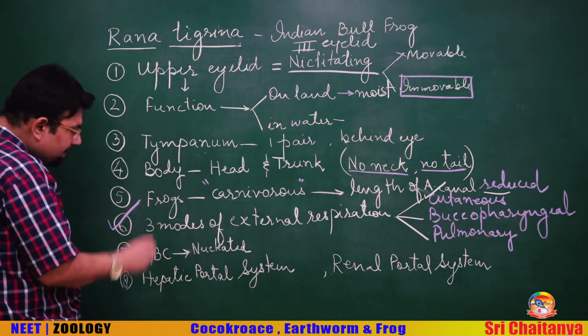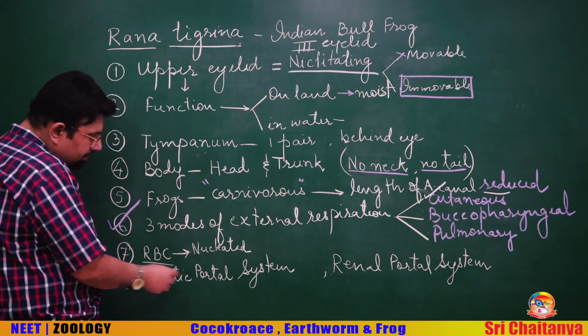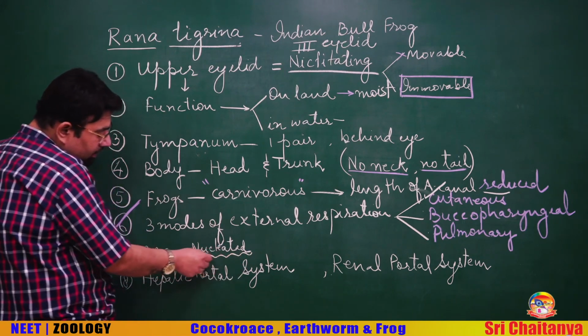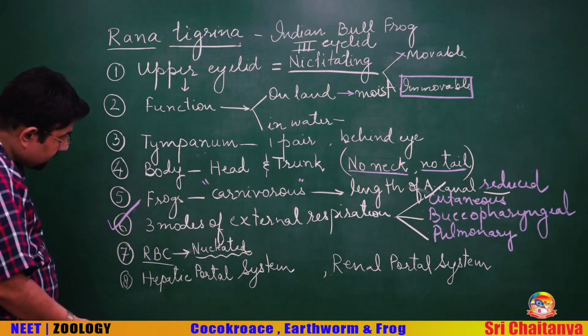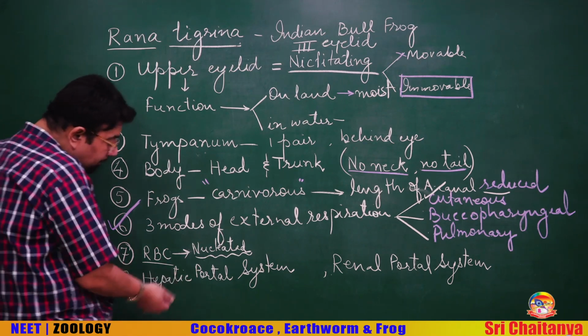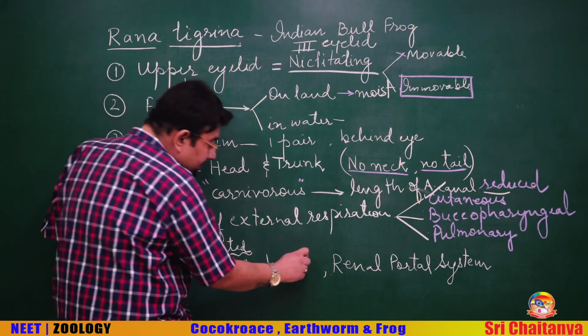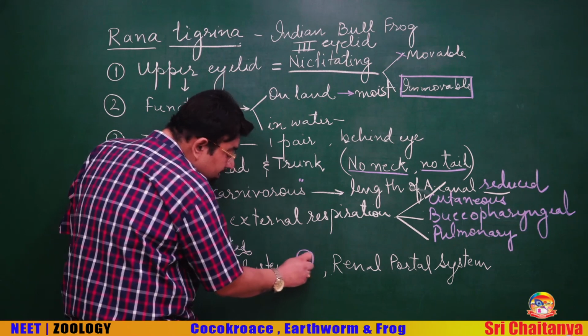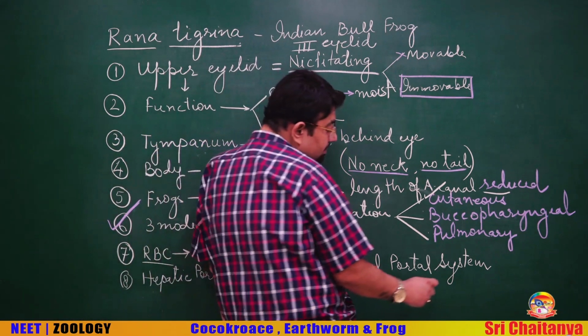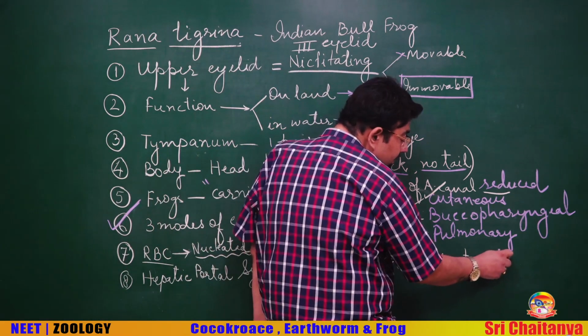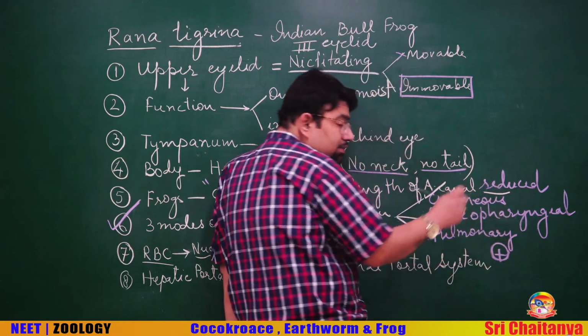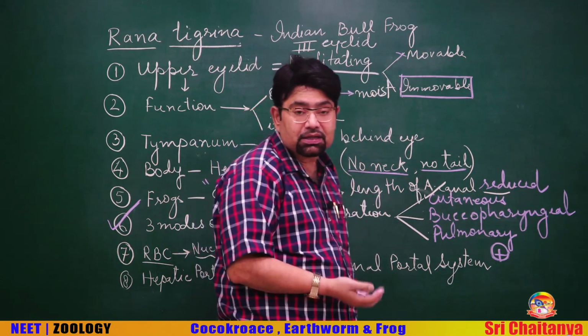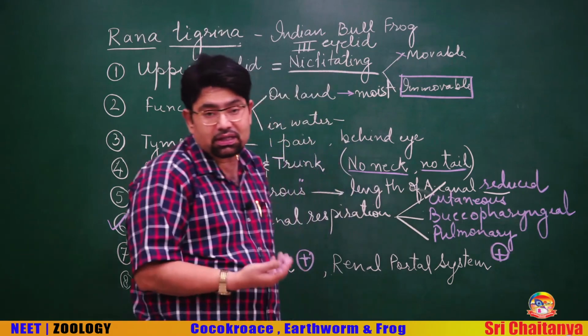RBCs are present, they are red in color, but they are nucleated. That is one difference. Then the hepatic portal system is present like mammals, but renal portal system is also present, and renal portal system is absent in mammals, but it is present in amphibians like frog.